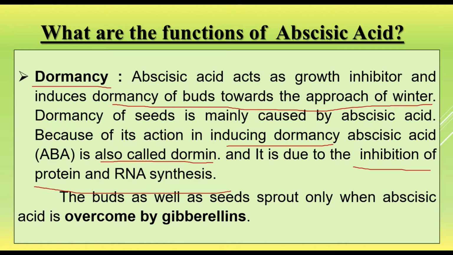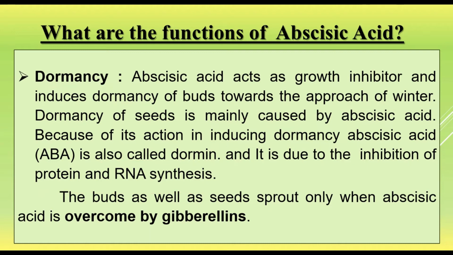Whereas gibberellins do the opposite function. Gibberellins promote the synthesis of alpha amylase and protease, which are required to break down the starch or the protein present in the seed or the cotyledon. Thus, gibberellin promotes seed germination. The bud as well as the seeds sprout only when abscisic acid is overcome by gibberellin. I hope it is clear, isn't it, my dear children?